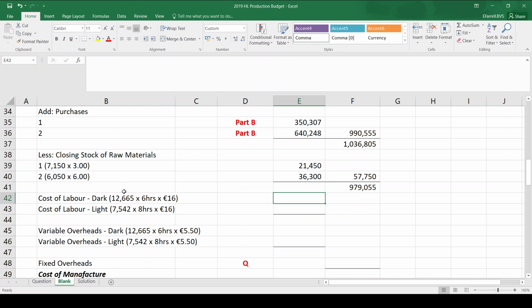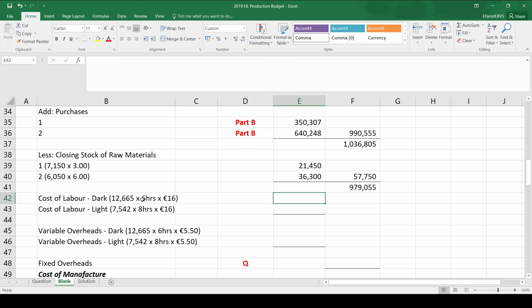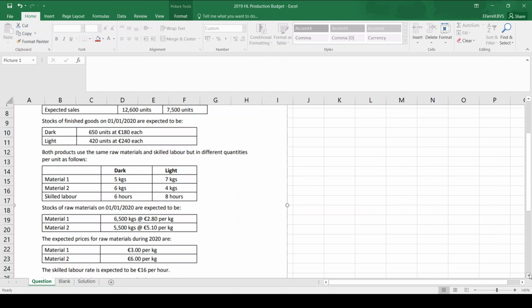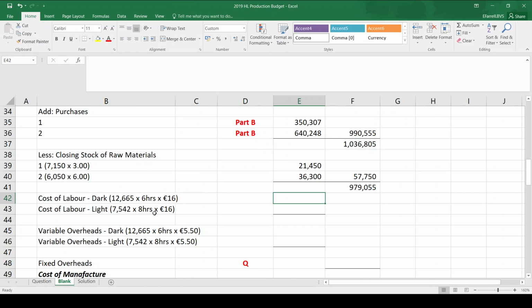So again, we can see from part 1, these are the units of dark and light that we need to produce here. The hours for dark and light, we can see from the question up here. It takes 6 hours for dark and 8 hours to make a unit of light. That's where the 6 hours is coming from for dark here and the 8 hours for light. And the cost per hour of labor, if I go down the question here, the labor is €16 per hour and the variable overhead €5.50 per hour. That's where the €16 and the €5.50 are coming from.